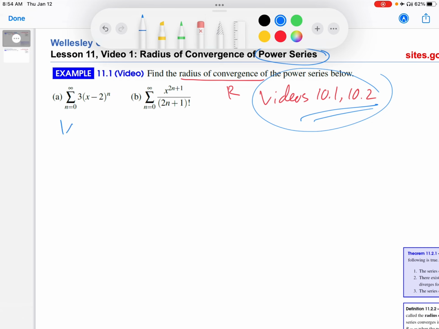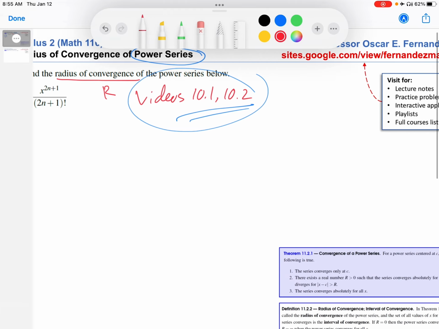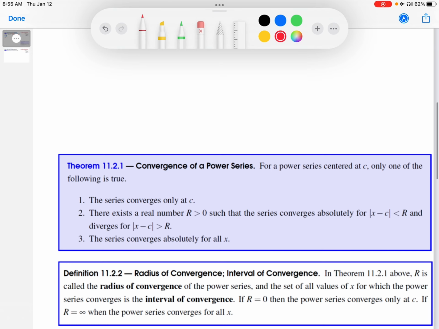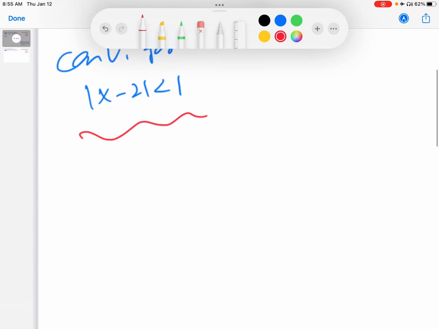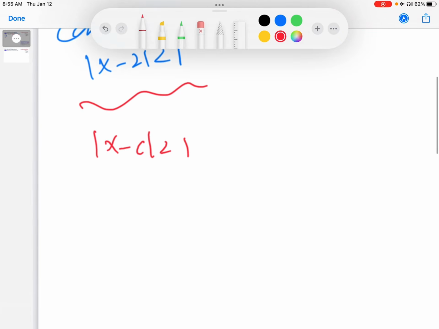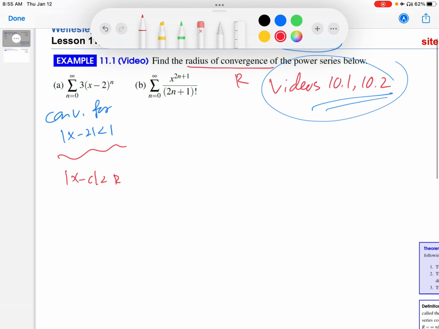So we have found that the series converges for absolute value of x minus 2 less than 1. Comparing this to number 2 here, absolute value of x minus c less than r, notice we can make a few identifications. Certainly we knew that this is a power series centered at 2, so for sure c is 2.